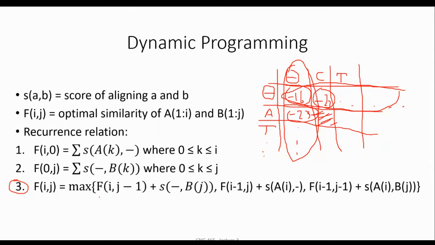Like for example, this one. So if I'm interested to find F11, it means that here we have F1, J minus 1. What is J? 1. So 1 minus 1, 0. So in this formula, I should look at what is the value of F10.